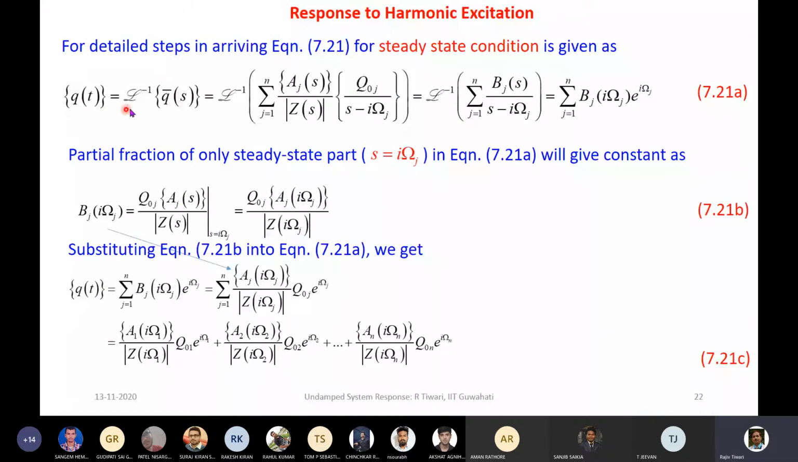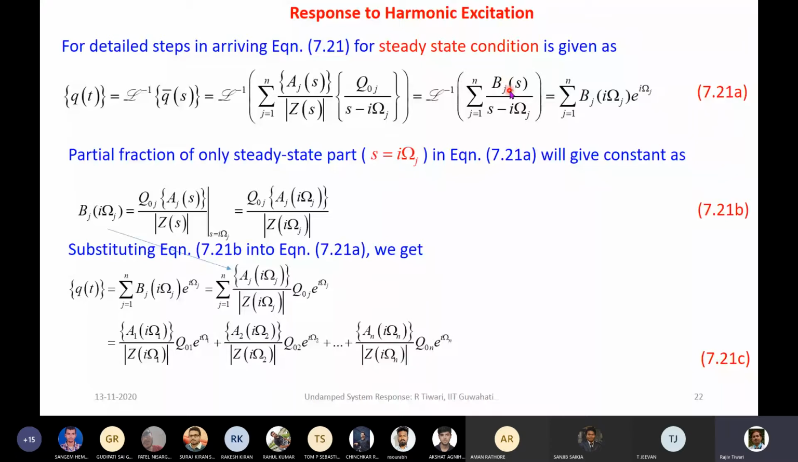So this is the inverse transform of Q S bar. Once we substitute the expression of Q S bar here, the same as the previous one, now except for this term, I'm representing the rest as B j s, because we are substituting for the steady state response s equal to i capital omega j. So I'm retaining this term only, and I'm combining the other terms in the B j form.